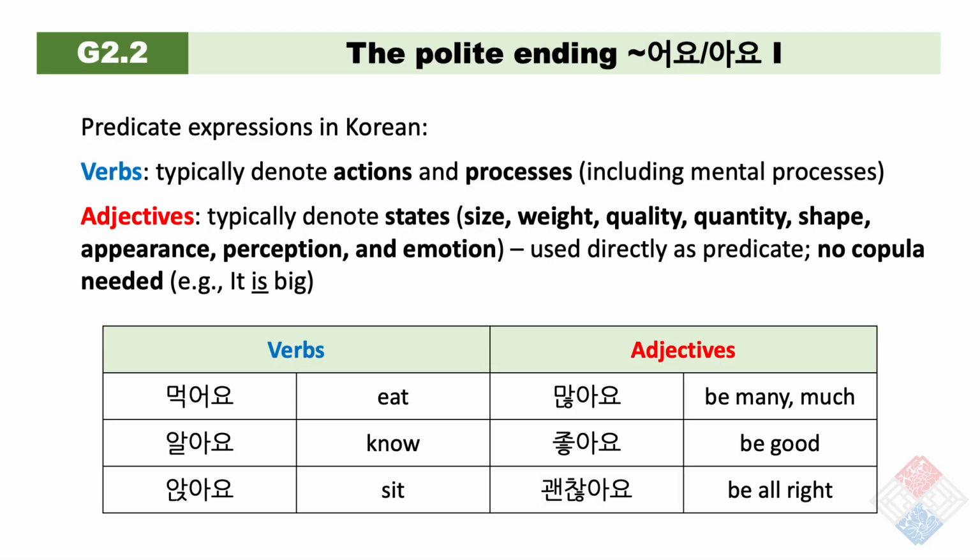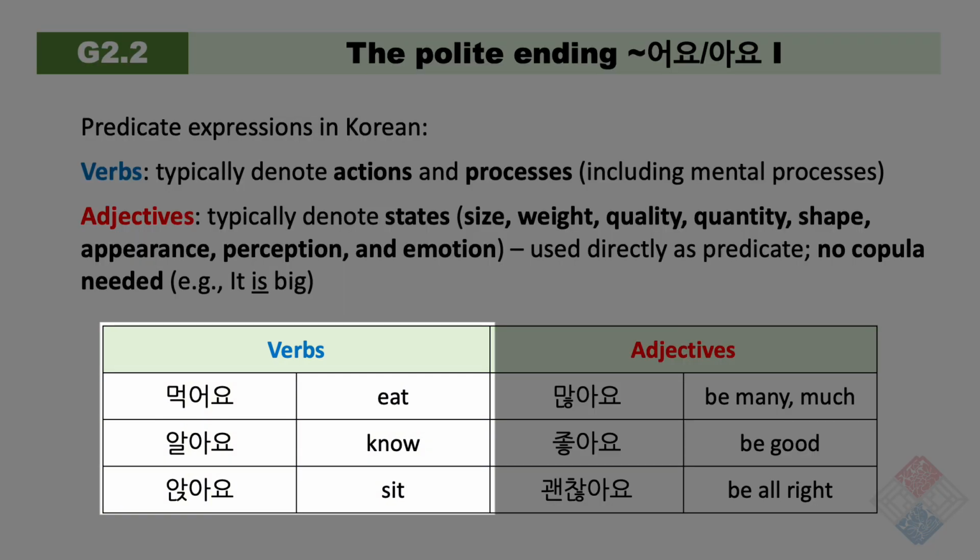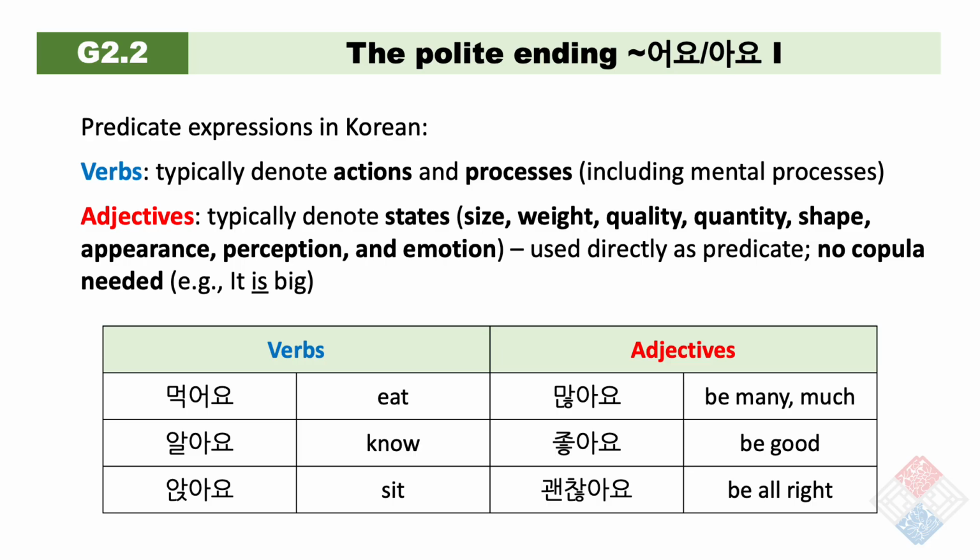Predicate expressions in Korean can largely be classified into two groups, verbs and adjectives. Verbs typically denote actions and processes, including mental processes. Adjectives typically denote states such as size, weight, quality, quantity, shape, appearance, perception, and emotion. The distinction is very important in Korean grammar, and this will become clearer in later lessons.